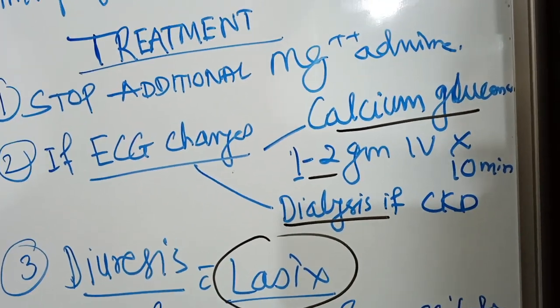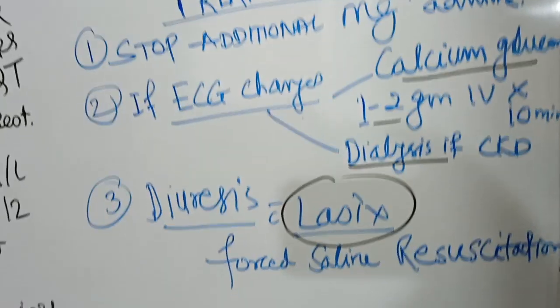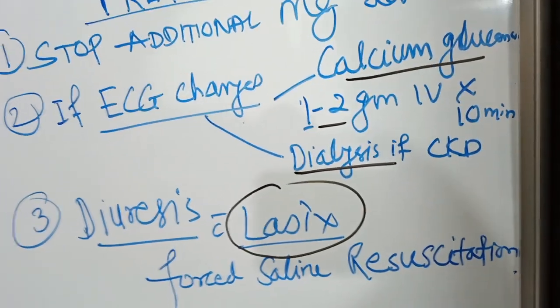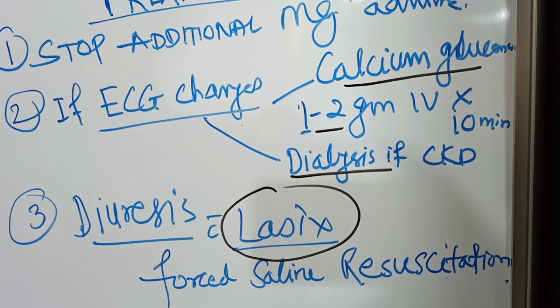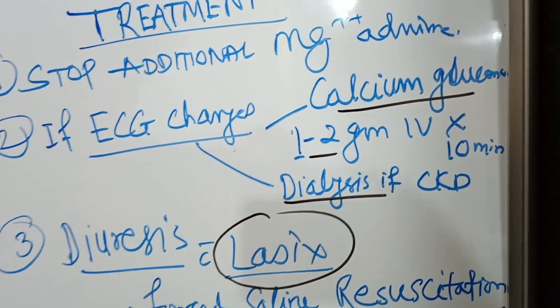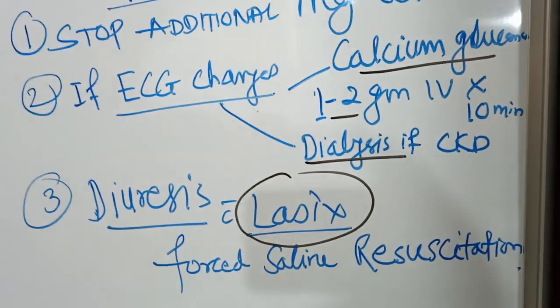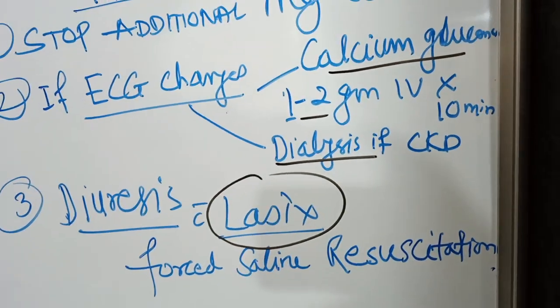We can use Lasix, furosemide, which causes forced saline diuresis. Furosemide causes loss of magnesium, then calcium, potassium, sodium. So it causes natriuresis and decreases the serum level of magnesium. Okay, thank you.